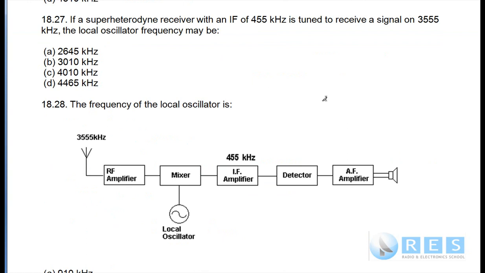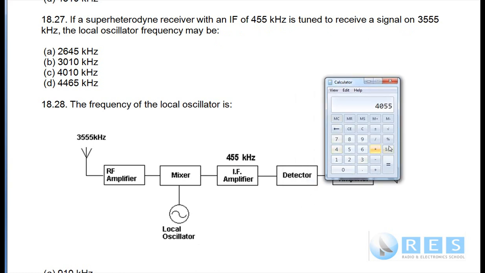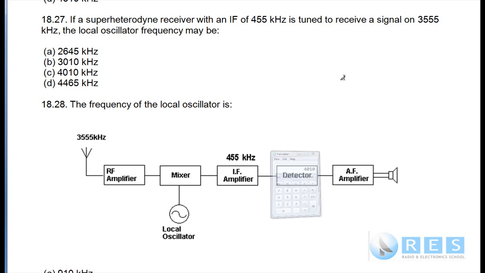1827. If a superheterodyne receiver with an IF of 455 kilohertz is tuned to receive a signal on 3555 kilohertz, the local oscillator is going to be higher than the received signal by an amount equal to 455 kilohertz. So we simply need to go, just going to clear my calculator, 3555 plus 455 equals 4010 kilohertz. So the answer is C.